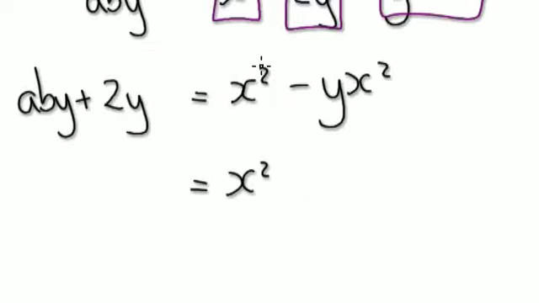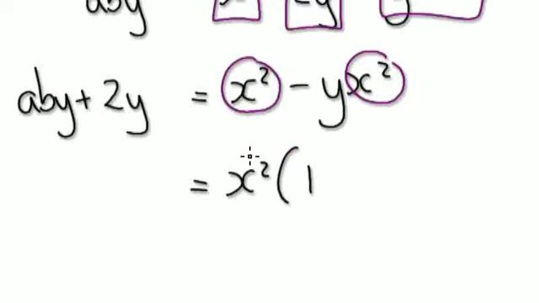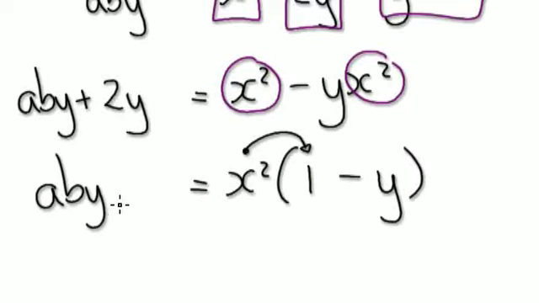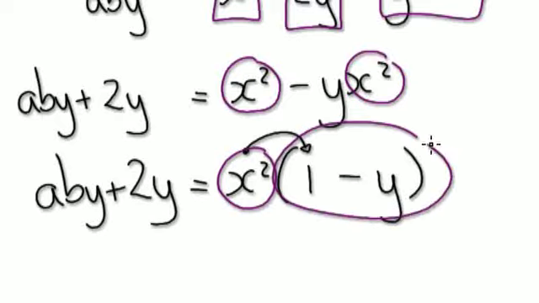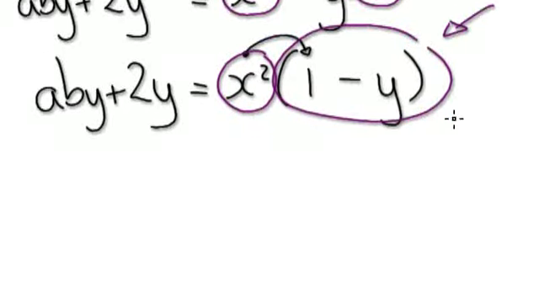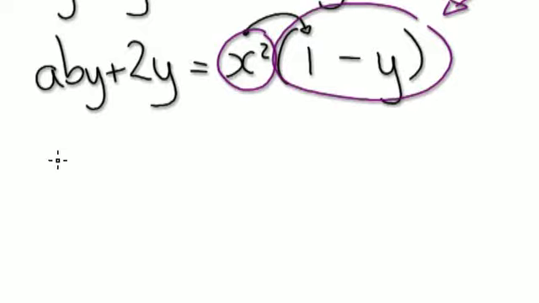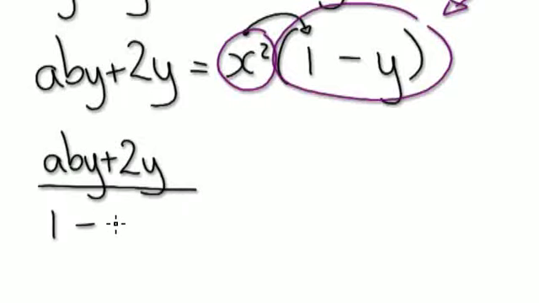So we are factorizing x squared. So it will become this 1. You've got to put the 1 in there because later this times 1 will give you x squared. And then minus y. And then on this side it will be a, b, y plus 2y. Now visualize it as this times this. So divide both sides by this thing here. So it will be a, b, y plus 2y over 1 minus y, and then on this side it's just x squared.